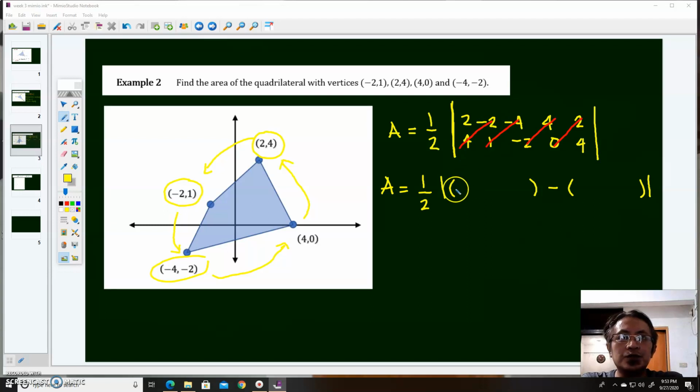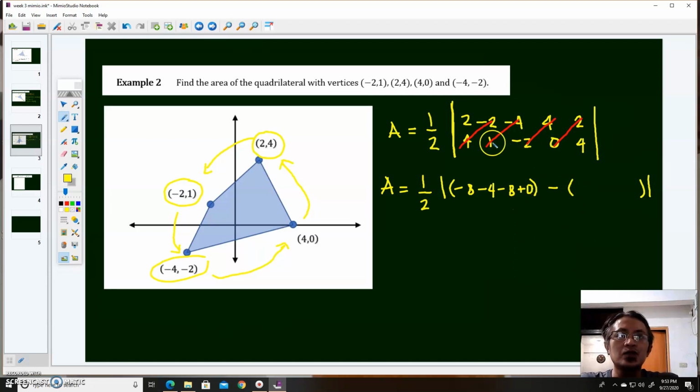4 times negative 2 is negative 8. 1 times negative 4 is plus negative 4, or a minus 4. Negative 2 times 4 is again a minus 8, a plus negative 8. 0 times 2 is 0. So just write plus 0. Although we don't need to write it, I wrote it anyway.